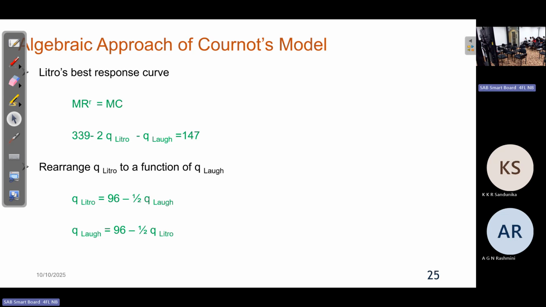Did you get this one? Yes. Okay. Now repeat the same steps here in terms of Q2. Take the same expression for the firm 2.